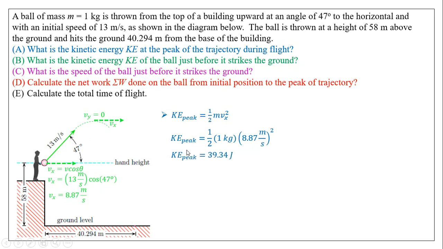All right, plug it in a calculator. You should get a value of about 39.34 joules. And that is your answer for part A. Part B asks you to find the kinetic energy just before it strikes the ground. So there are different ways to do this.